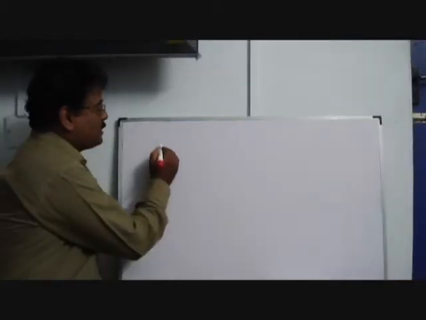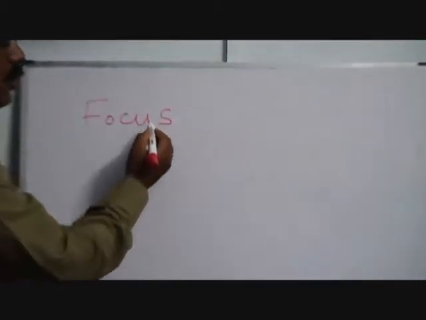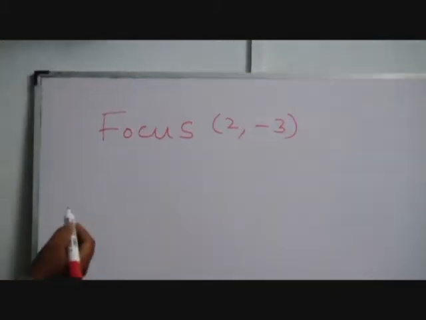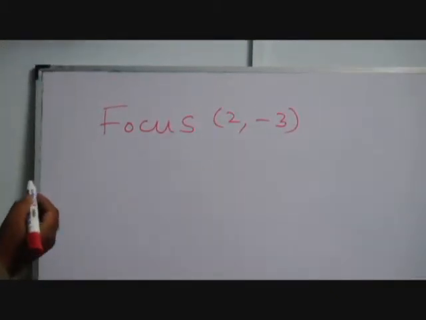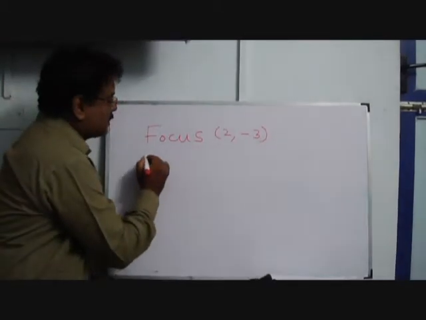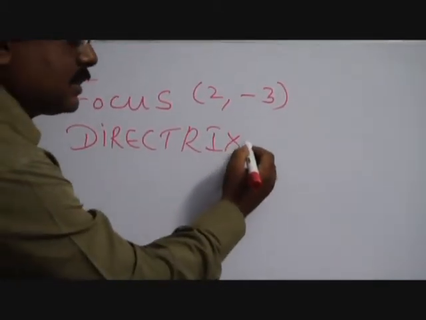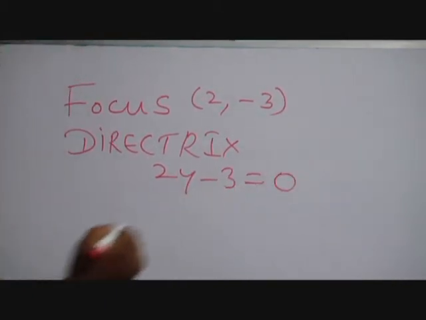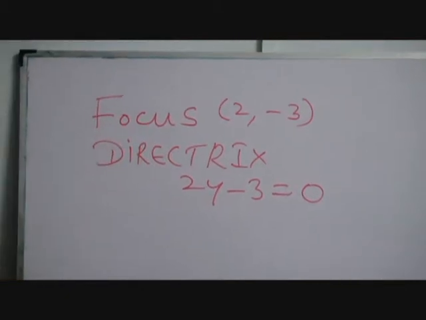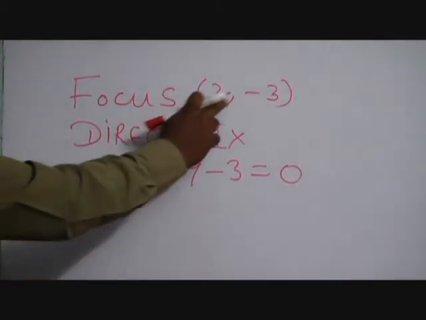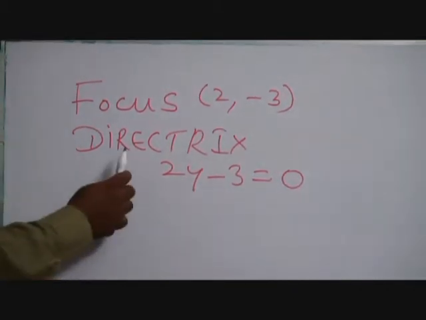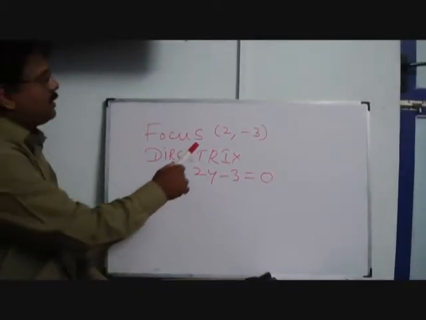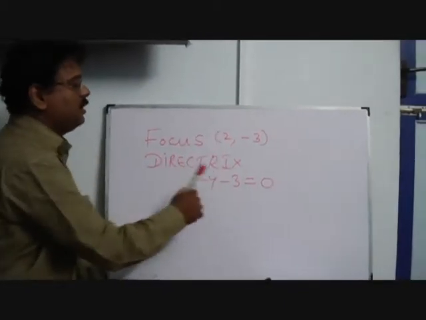We have the focus (2, -3), and one more piece of information available in this question, which is the directrix. The directrix is 2y - 3 = 0. These are the two pieces of information available in the question. We know that the focus is (2, -3) and the directrix is 2y - 3 = 0. Our aim is to find the equation of the parabola using these two pieces of information.